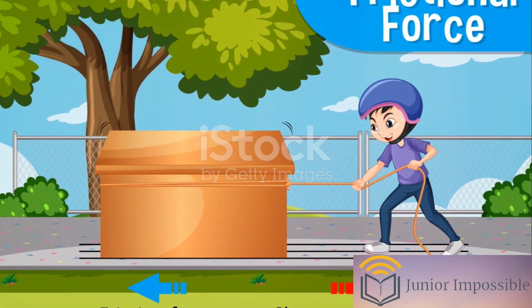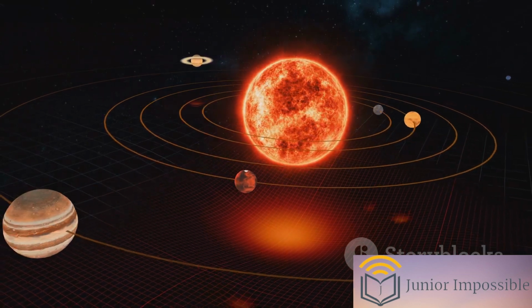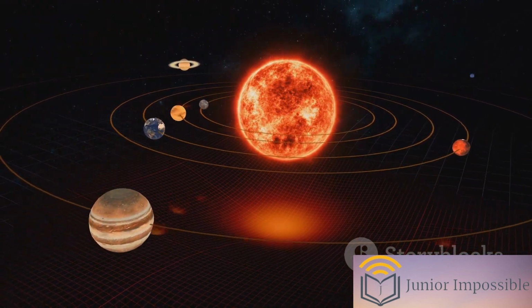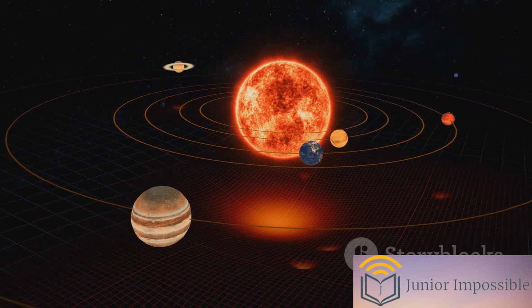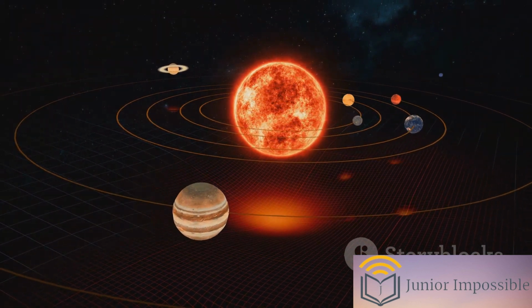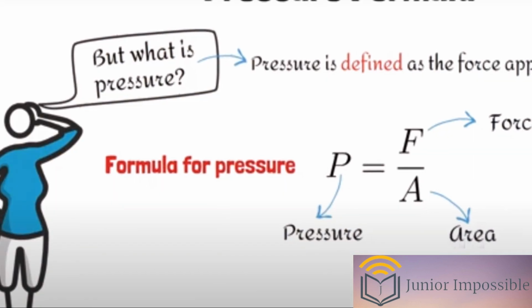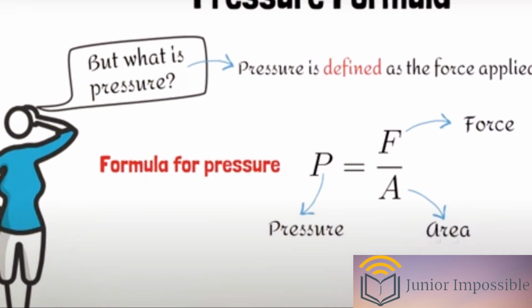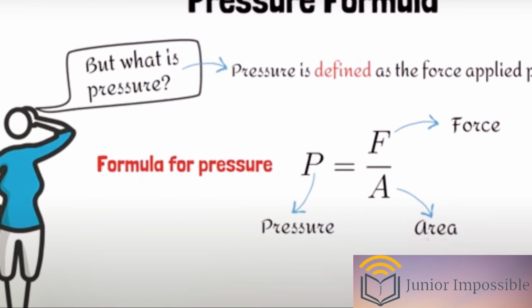Force, in the simplest terms, is a push or pull upon an object resulting from the object's interaction with another object. It's a fundamental concept in physics, governing everything from the motion of planets to the flight of a frisbee. Pressure, on the other hand, is the amount of force applied per unit area. It tells us how concentrated or spread out a force is.